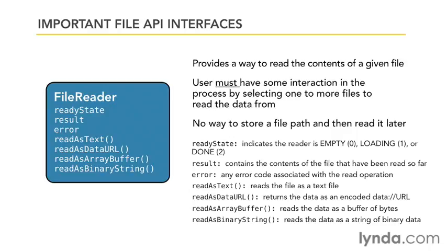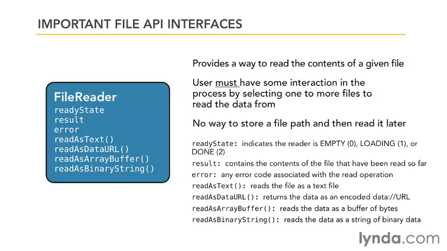And of course, the file reader comes along with some interesting properties and functions. The ready state property is very similar to Ajax if you've ever used it. It indicates that the reader is either empty, loading, or done. And we'll see examples of that later. The result property contains the contents of the file that have been read so far. And we'll see what that means later on. In other words, you can actually read the entire contents of the file at once, or you can read a portion and move through the file in chunks. The error property contains any error code associated with the current read operation.